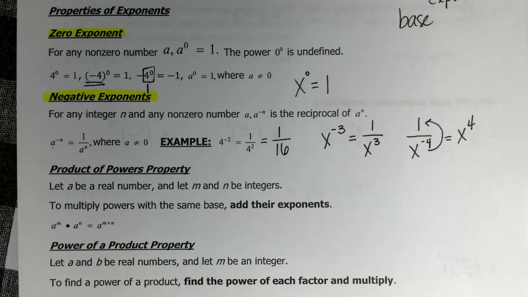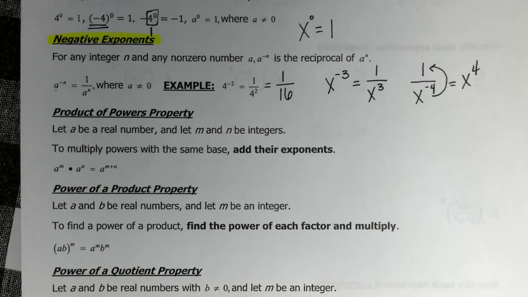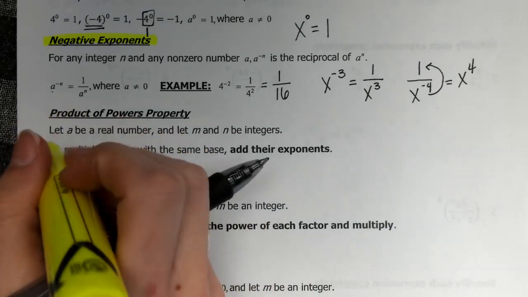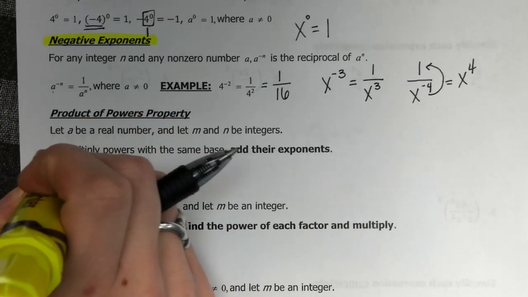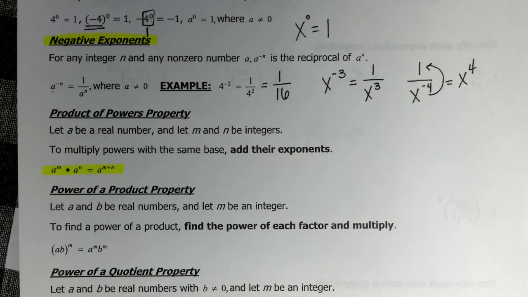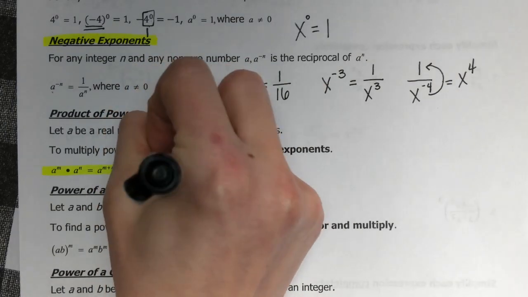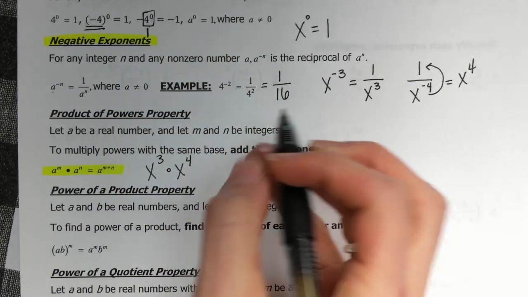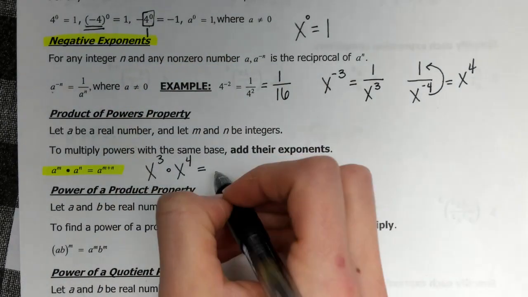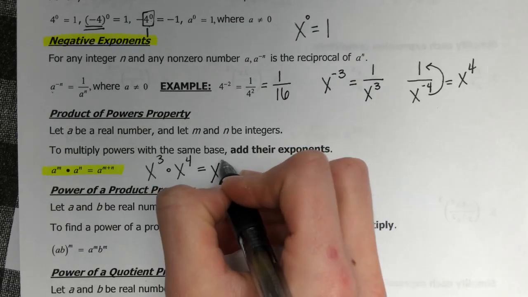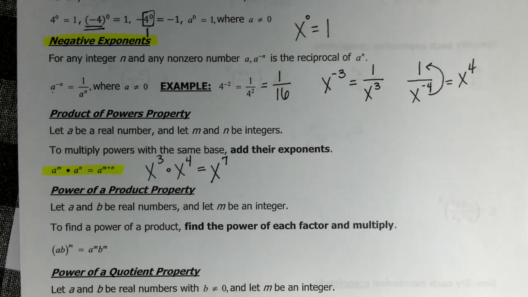Now there's a product of powers property where if you are multiplying a to the m times a to the n, I add my exponents, a to the m plus n. So what that's telling me is if you multiply like bases, you add your exponents. Alright, so if I had x cubed times x to the 4th, I would add my exponents, 3 plus 4, to give me 7.